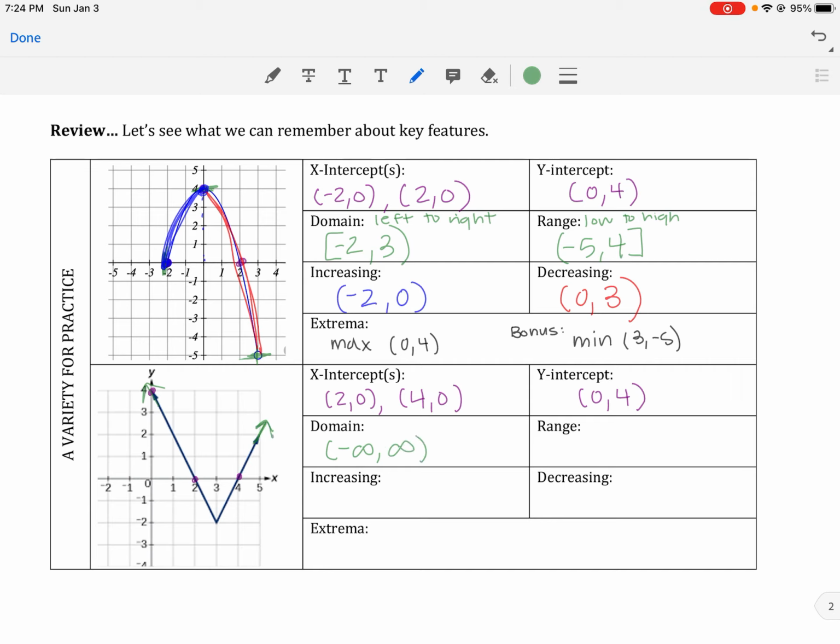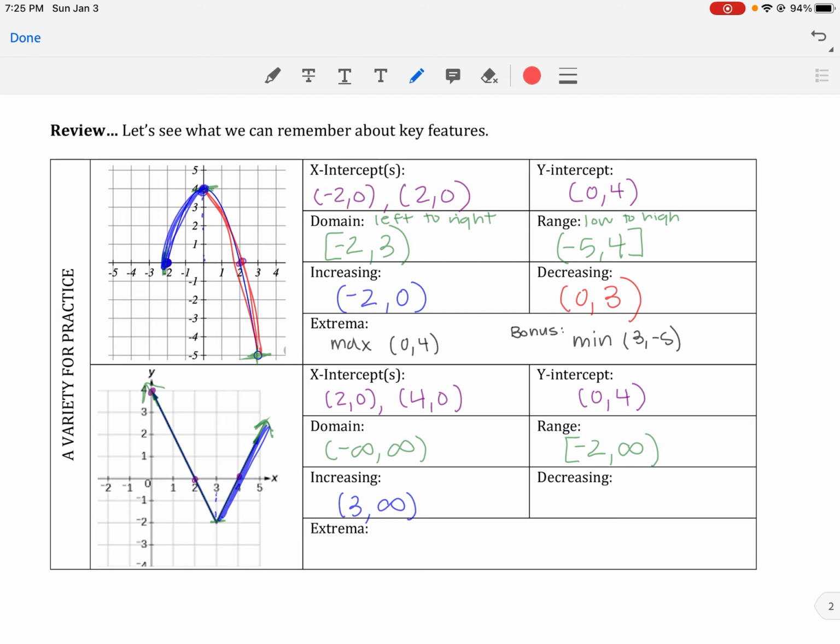It's +infinity. Range is limited, though, because the lowest it goes is -2. It touches that point, so we're going to use a bracket. And it keeps going up, so that's +infinity. Okay, increasing, so we want the part that's going up. In that case, it's this right side of the graph. So that's from your x value of 3, and then all the way to the right, so infinity.